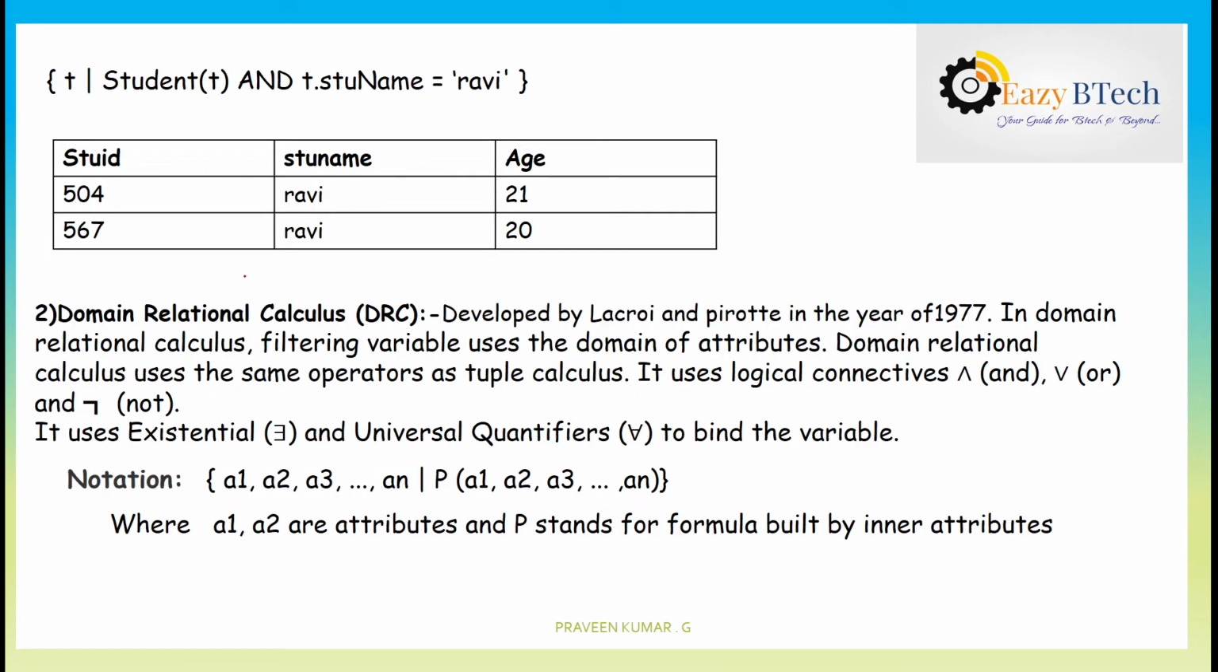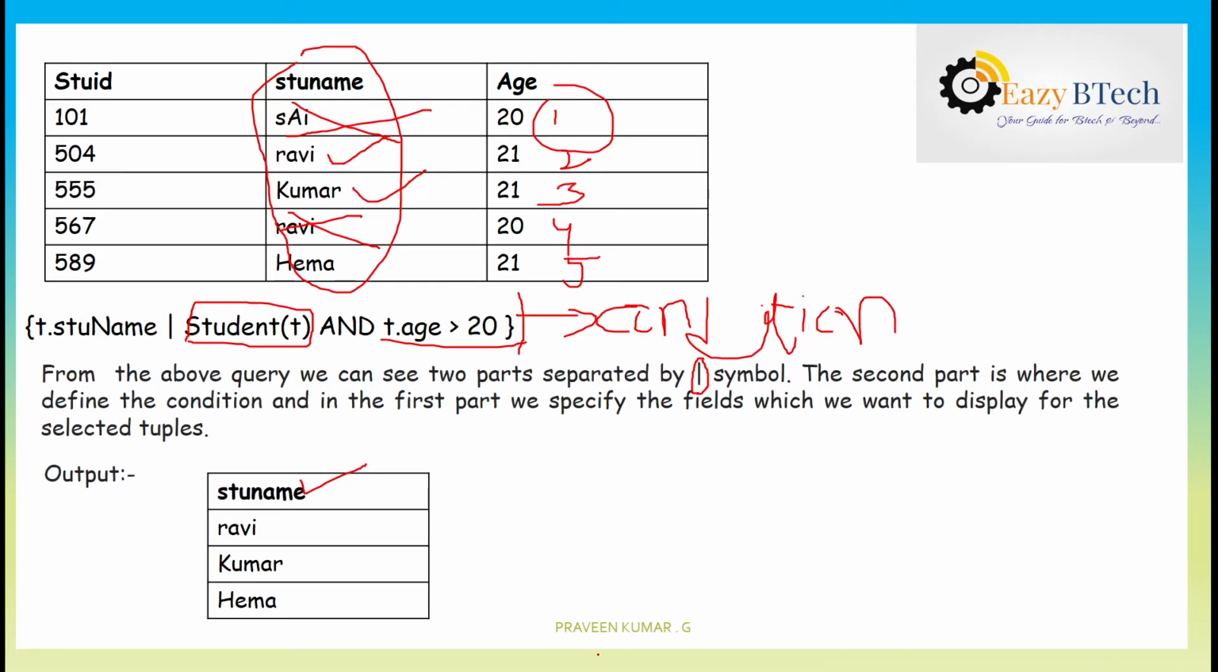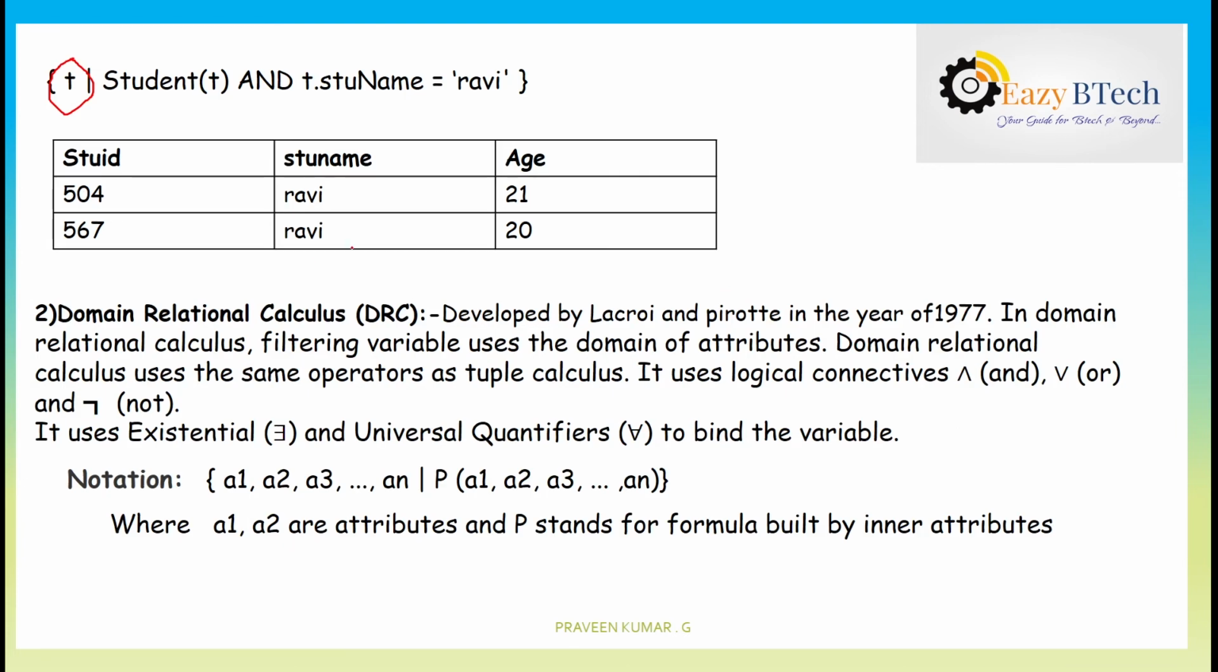Okay, next, the second one. What is the second one? T is nothing but the total relation. Please check here: in the previous one we had to give T dot student name, because I wanted only a particular column. But here we are representing T, and T is nothing but I wanted to print the total table value.